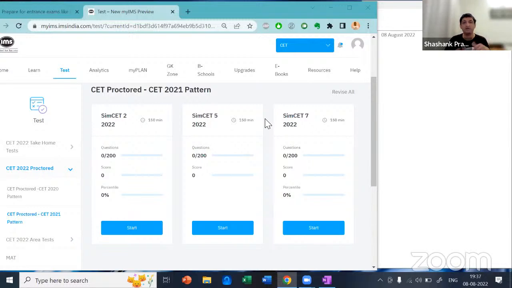Primarily because it was based on the CET 2021 pattern. Initially we were thinking about SimCET 8, but because last year the actual CET had a mixed bag of questions, we decided to go ahead with SimCET 7. It's highly recommended that you sit for the session if you have solved SimCET 7, because then you will be able to compare your decision making with how I decide when it comes to a particular question. The second thing is that I have not seen the test.